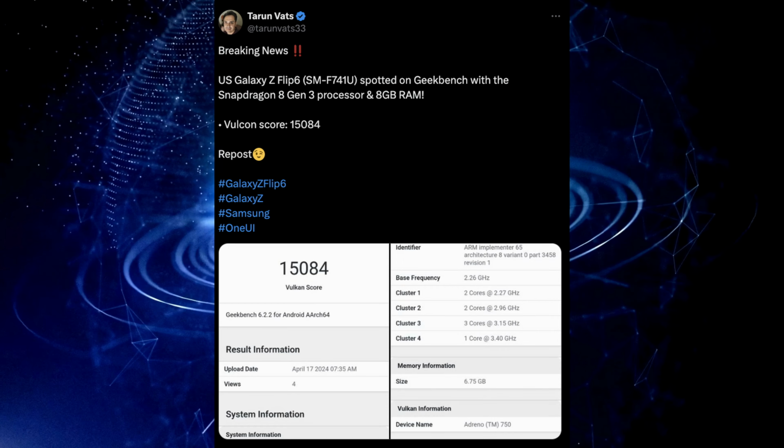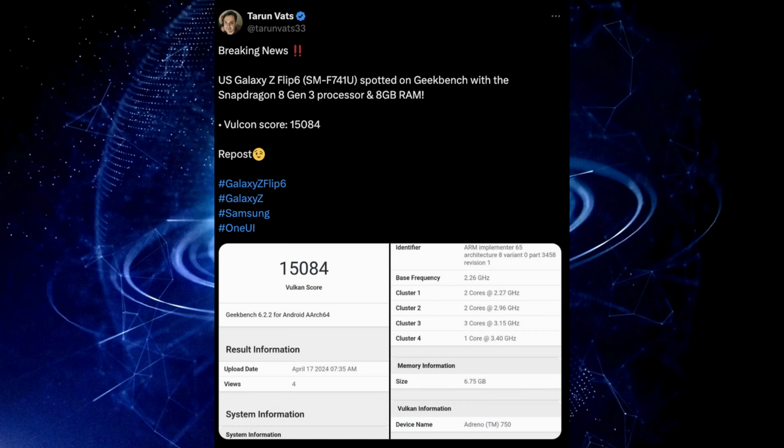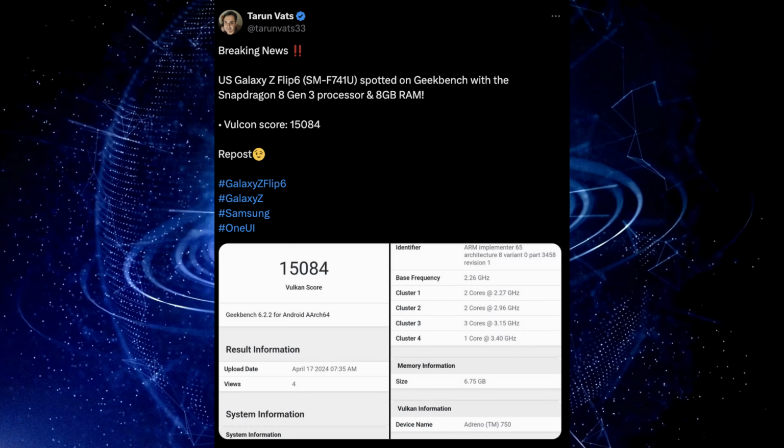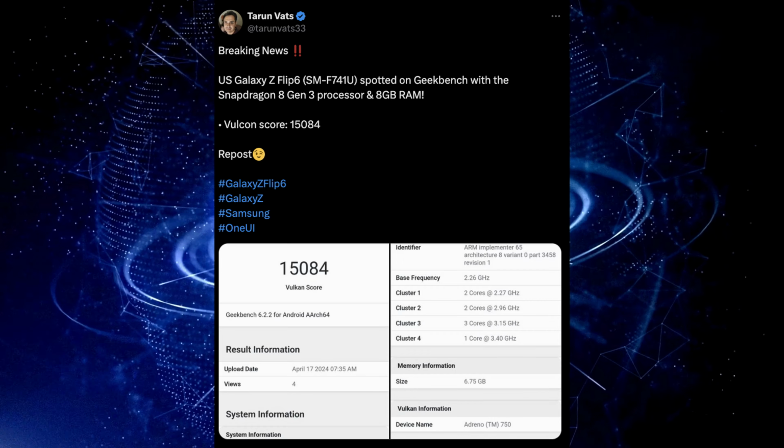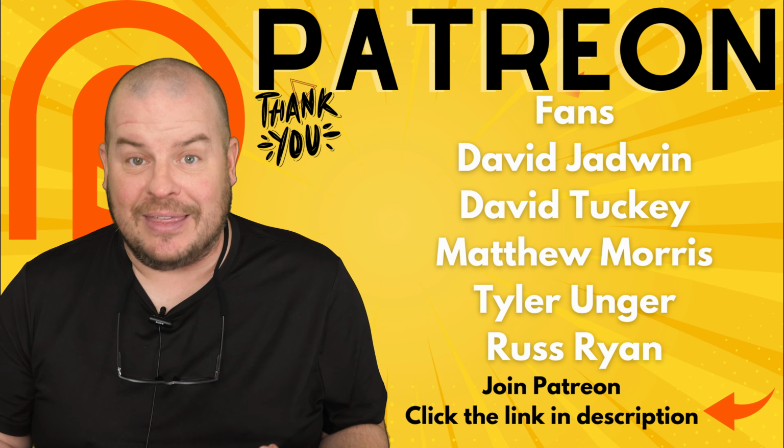It's getting a Vulkan score of 15,084. So a good score, but man, 8 gigs of RAM. It's crazy that they're still doing that with this phone. So obviously they're gonna keep the price cheap with 8 gigs of RAM. I can't imagine they're gonna raise that thing over $1,000, maybe for higher storage amounts, but the lower storage amounts, the base version of it, 8 gigs of RAM, and I think it's a disappointment.